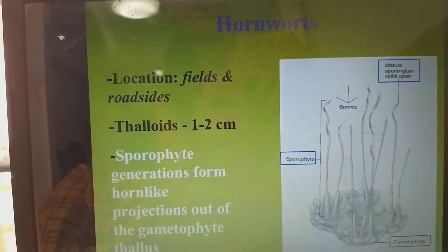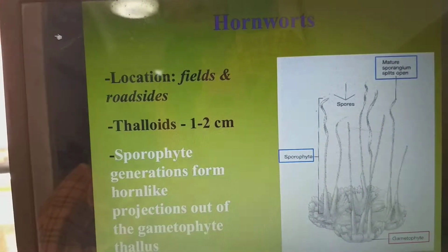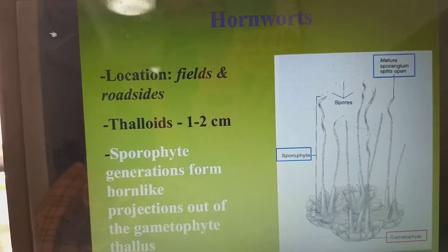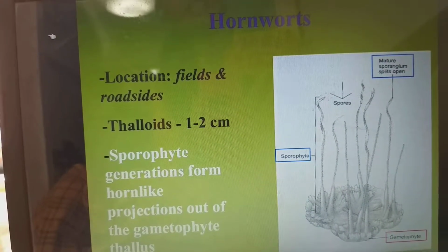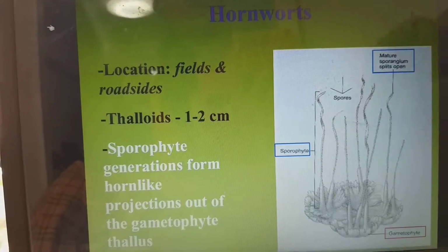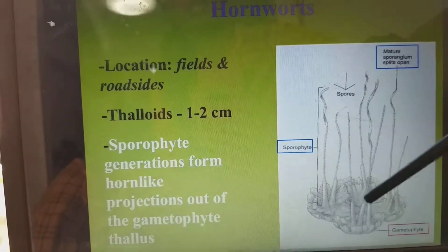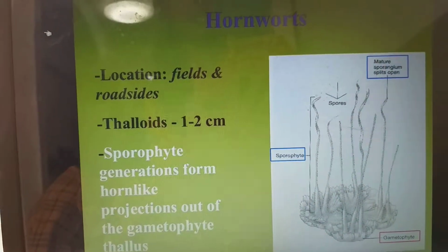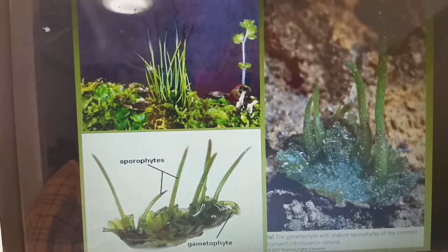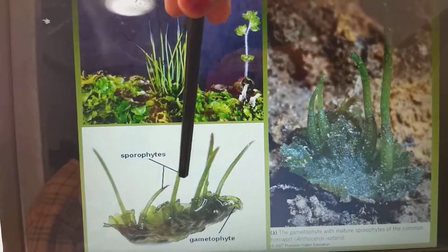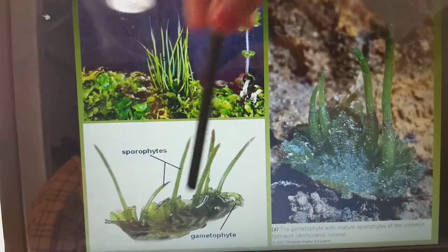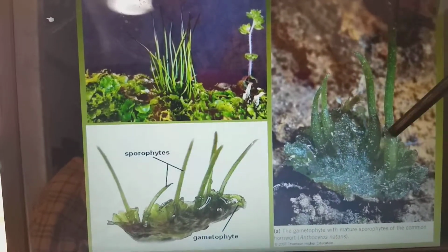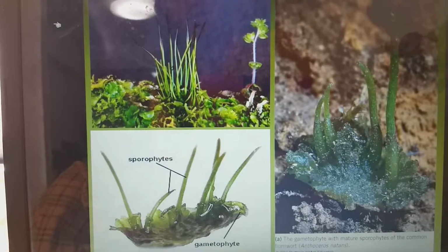Hornworts. Location: fields and roadsides. Thalloids, which are around 1 to 2 centimeters. The sporophyte generation forms horn-like projections out of the gametophyte thallus. Because of that, we call them hornworts. So these are the horns, sporophytic horns. The mature sporangium will split and open. So this is the sporophyte and this whole thing, this base thallus, is the gametophyte. This is the gametophyte and these are the sporophytes.